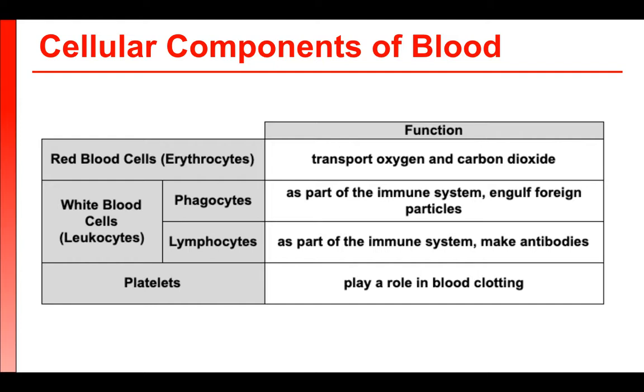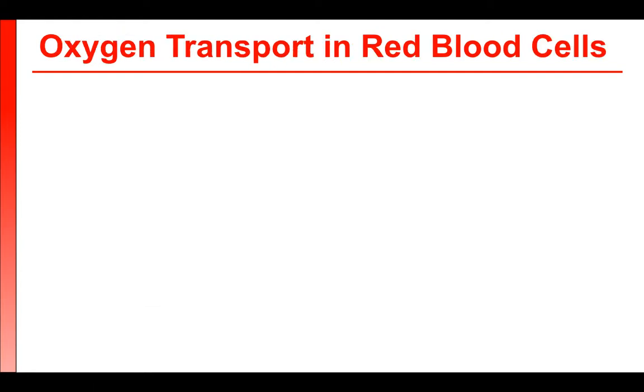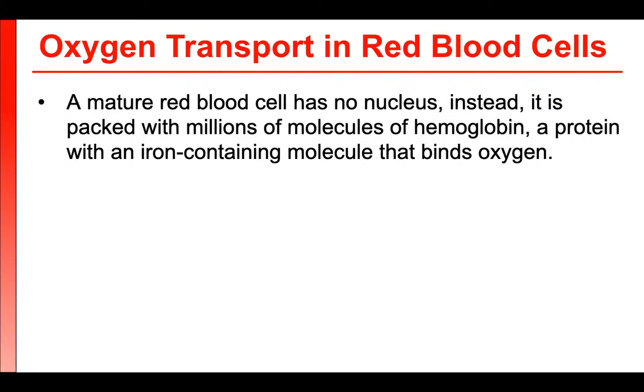So we're not going to talk anymore about the white blood cells. That comes up in further studies in biology, but we're going to talk a little bit about the red blood cells and how they transport oxygen and carbon dioxide and how the platelets are involved in blood clotting. So, oxygen transport in red blood cells. A mature red blood cell has no nucleus. Instead, it is packed with millions of molecules of hemoglobin, which is a protein that has an iron-containing molecule within it, and that molecule binds oxygen.